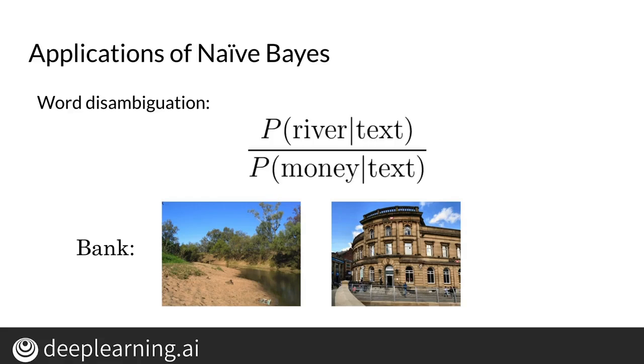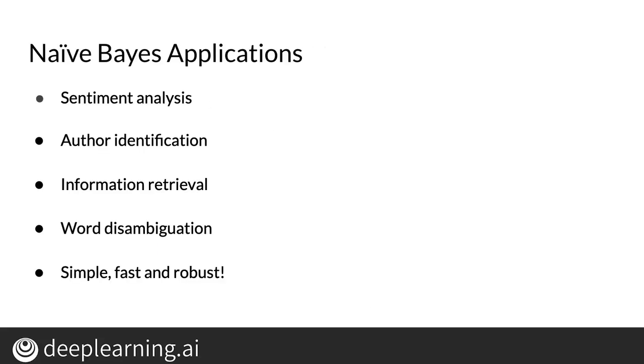To disambiguate your word, calculate the score of the document, given that it refers to each one of the possible meanings. In this case, if the text refers to the concept of river instead of the concept of money, then the score will be bigger than 1. That's cool, right?